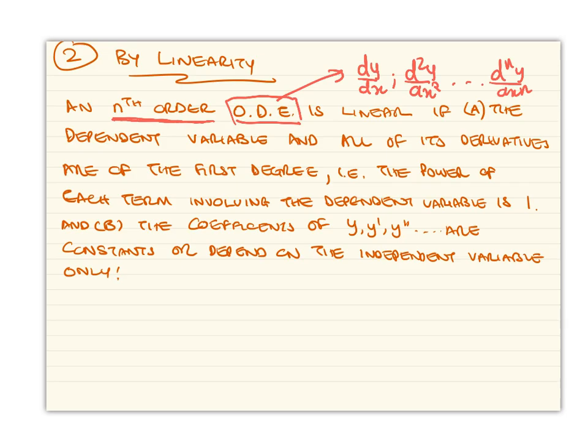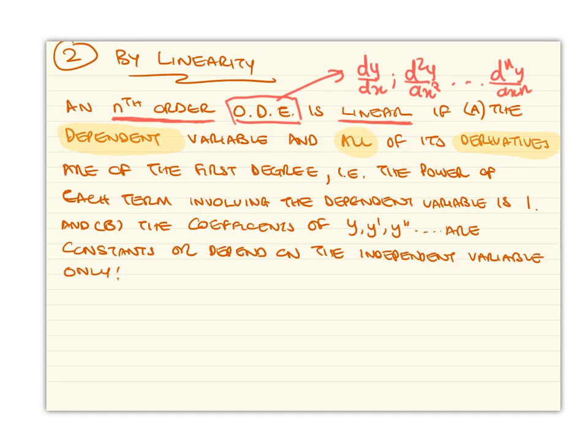So an nth order ordinary differential equation is linear if two things hold. The first thing is that the dependent variable and all of its derivatives are of the first degree. And what I mean by degree is that the power of each term involving the dependent variable is 1. So let's unpack that a little bit. We need to be looking at the dependent variable and all of its derivatives.